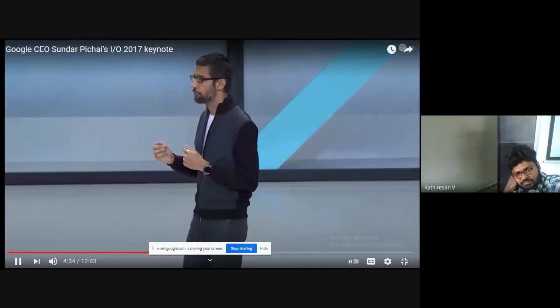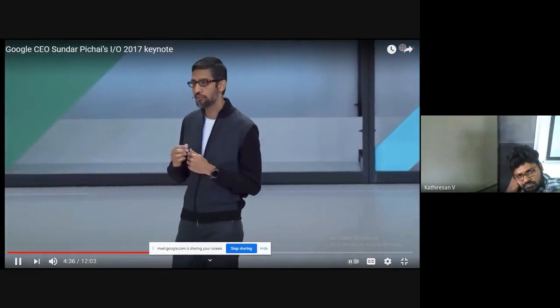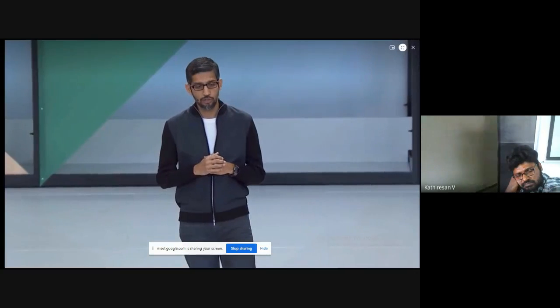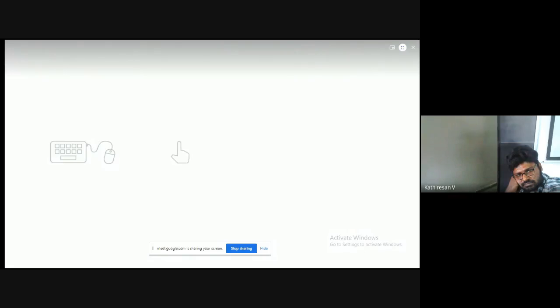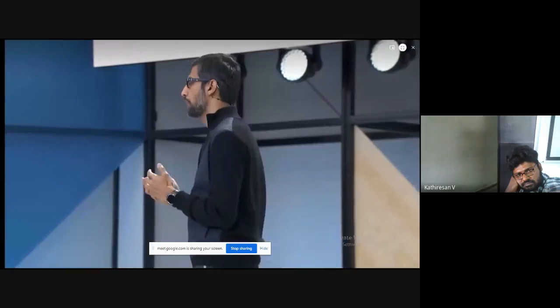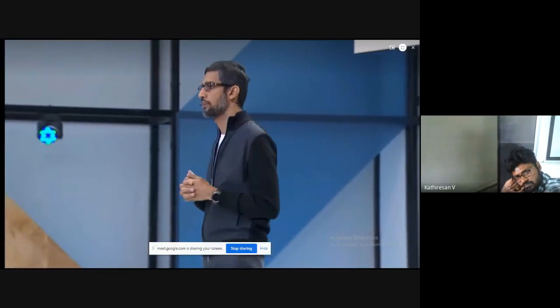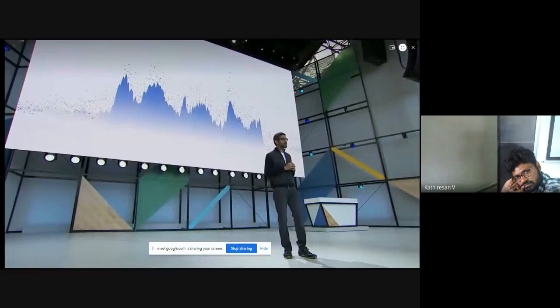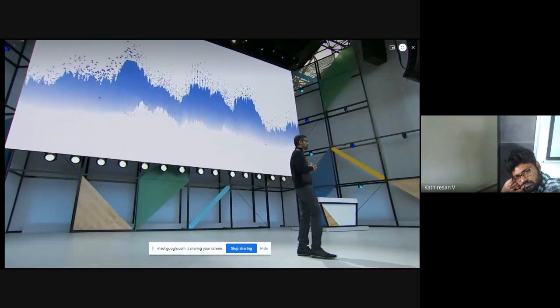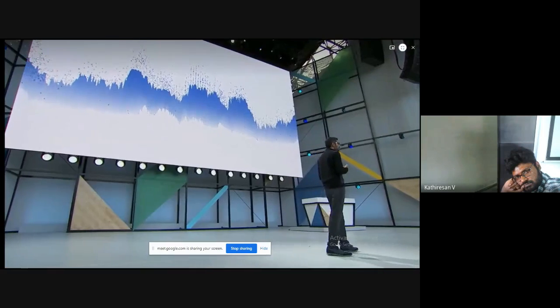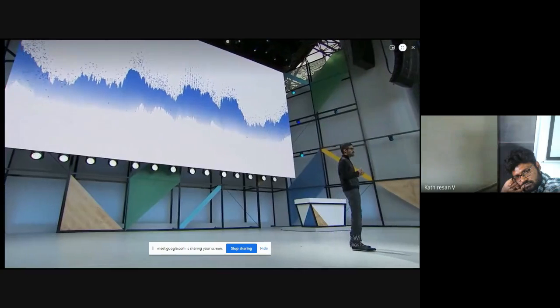Just like with every platform shift, how users interact with computing changes. Mobile brought multi-touch. We evolved beyond keyboard and mouse. Similarly, we now have voice and vision as 2 new important modalities for computing. Humans are interacting with computing in more natural and immersive ways. Let's start with voice. We've been using voice as an input across many of our products. That's because computers are getting much better at understanding speech.